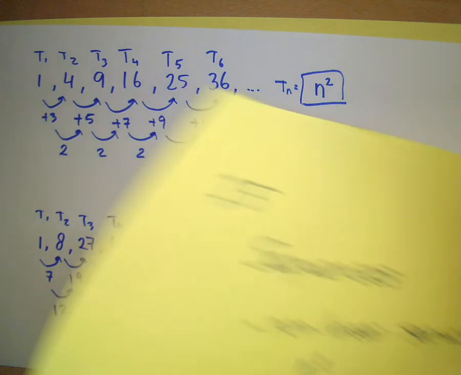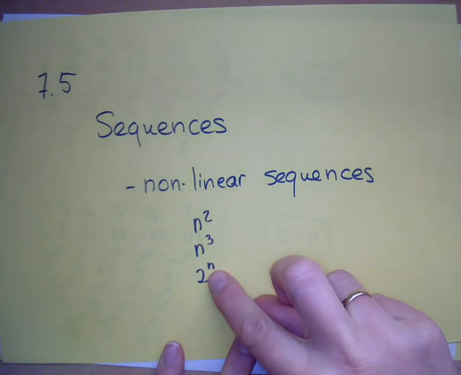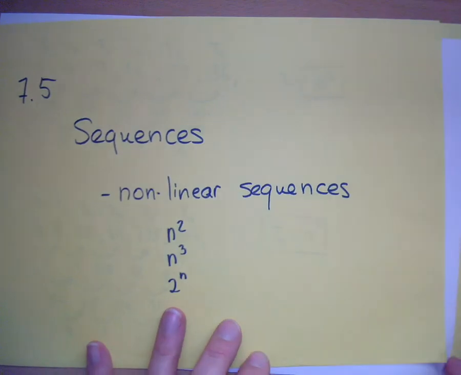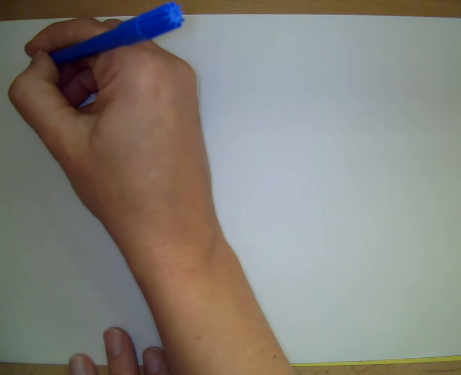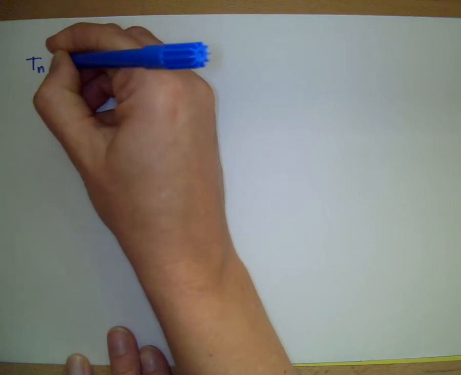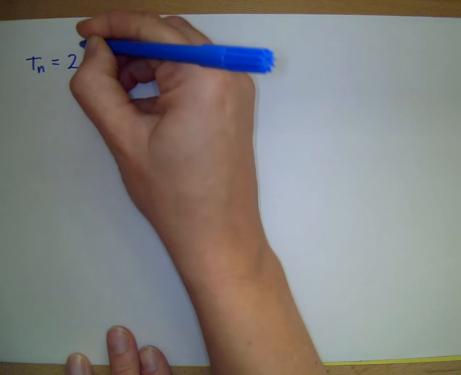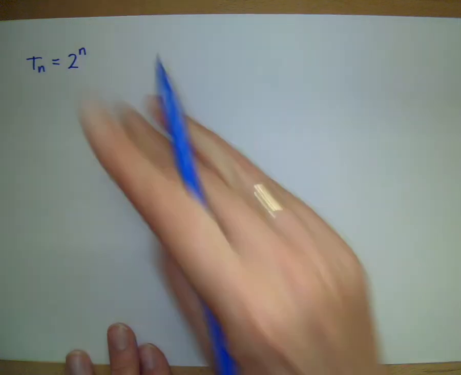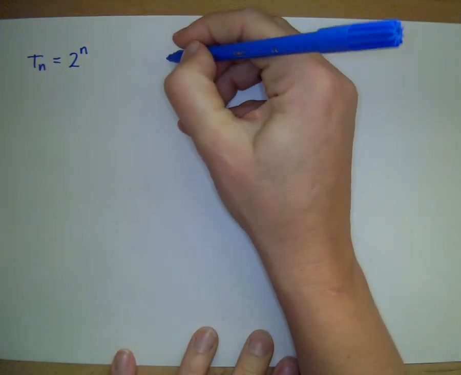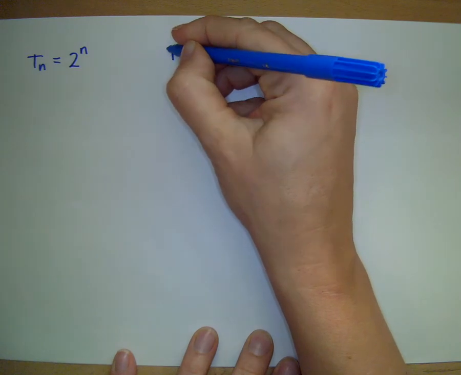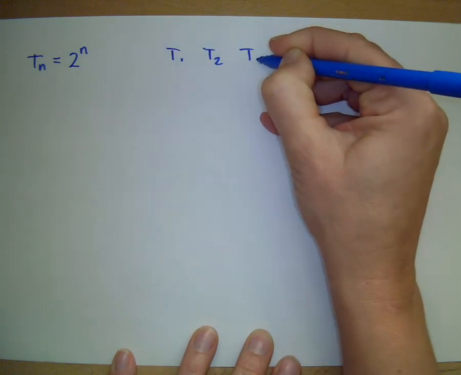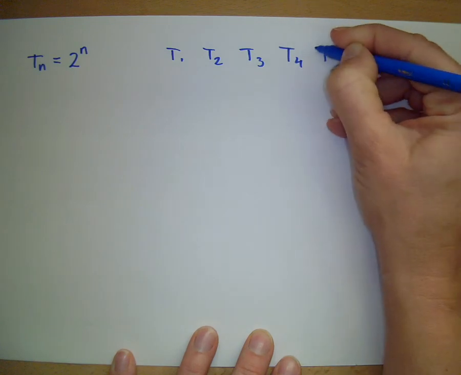Except I promised you I would show you n squared, n cubed, but also 2 to the power of n. So let's do 2 to the power of n. So that's a sequence where any term in the sequence is going to equal 2 to the power of the number of the term. That should be term 1, term 2, term 3, term 4, term 5.